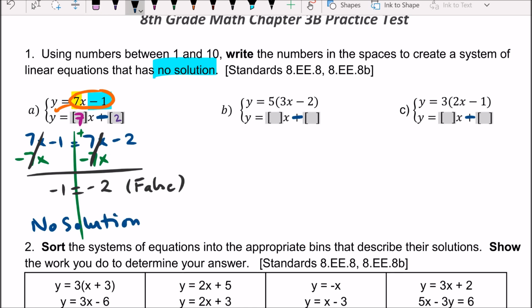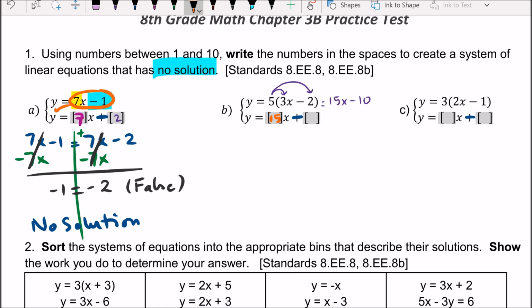Alright, part B is almost similar to part A. The difference is they have parentheses. Parentheses stand for multiplying. So what we're going to do is distribute 5 into the parentheses. So you will have 15x minus 10. Now the same idea as part A. The first number has to be 15 so that all the x's cancel each other out. And the second number can be any number but not 10.